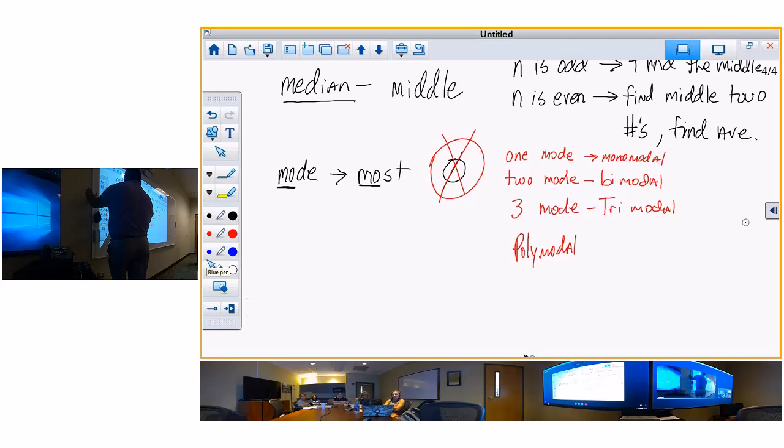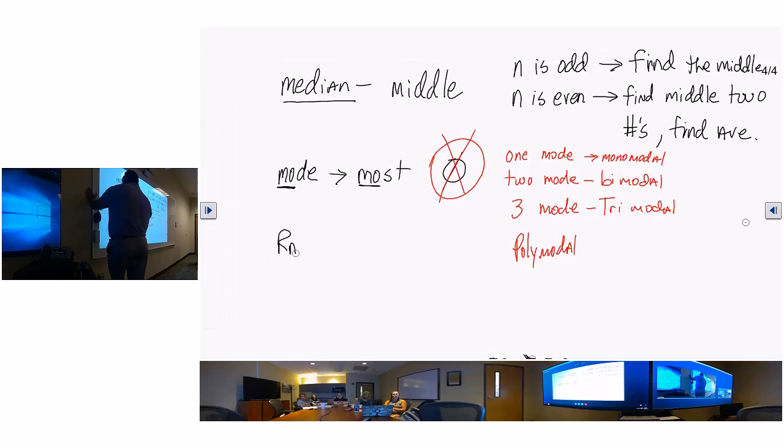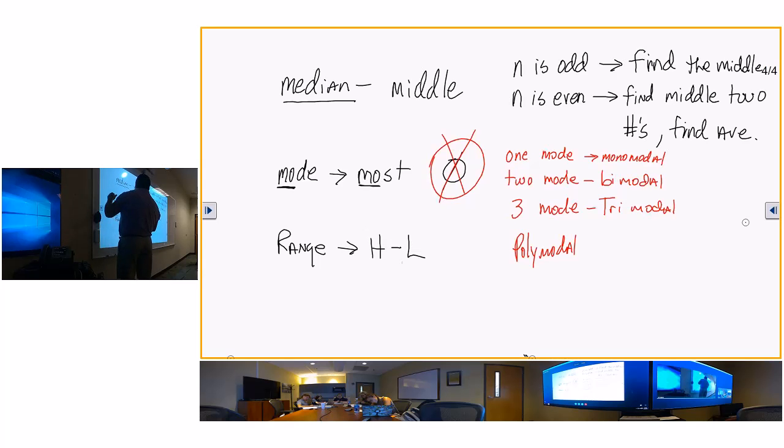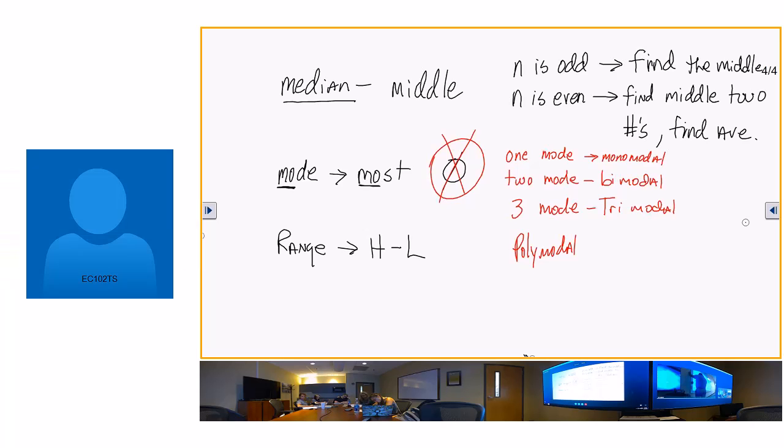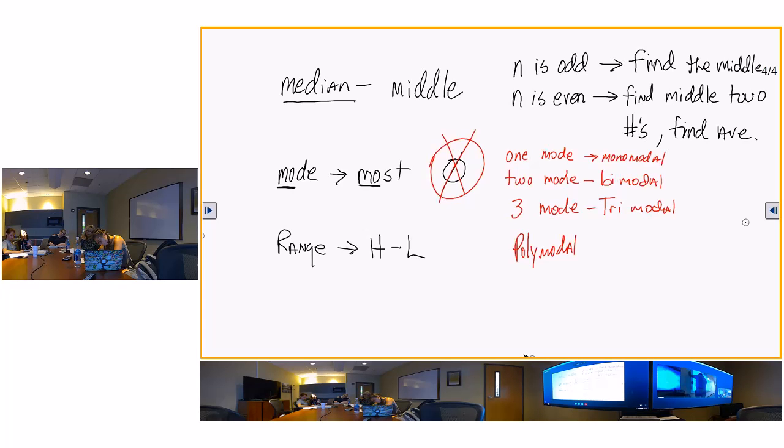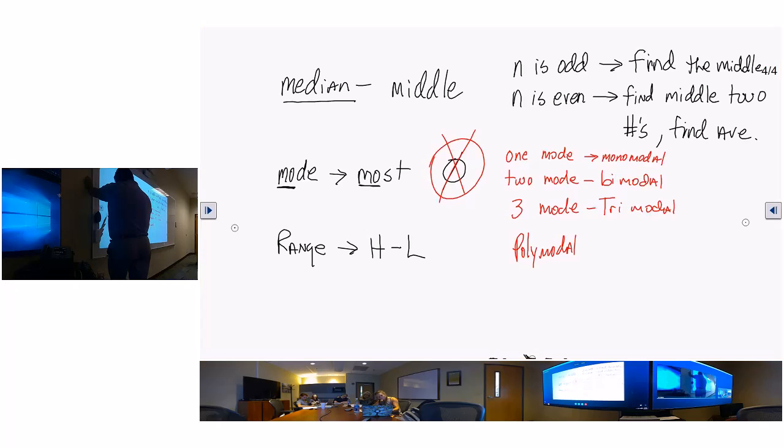Mean, median, mode, range. Range is your highest minus what? Lowest. Now, this is important when we talk about box plot.